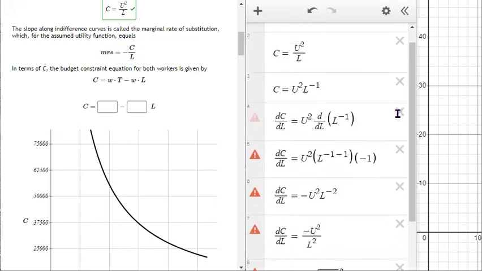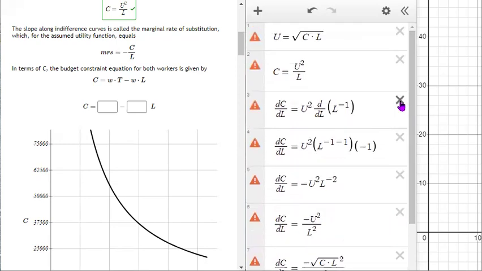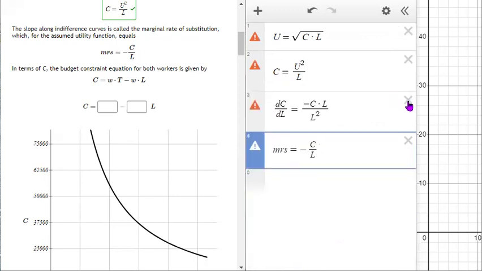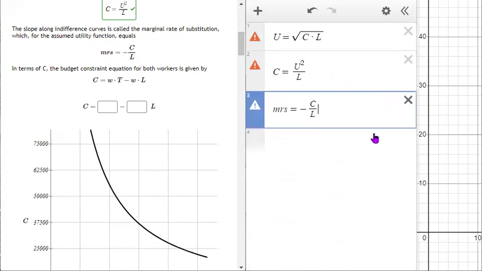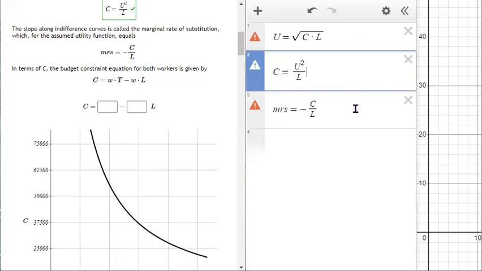So I'm going to go ahead and delete all this stuff here. We're going to have the utility function, the indifference curve that holds utility constant, and then the slope of the indifference curve that is holding utility constant. Okay, so that's my utility function. That's my indifference curve. And this is the slope of that indifference curve, correct? Okay, now we want to create the budget line.